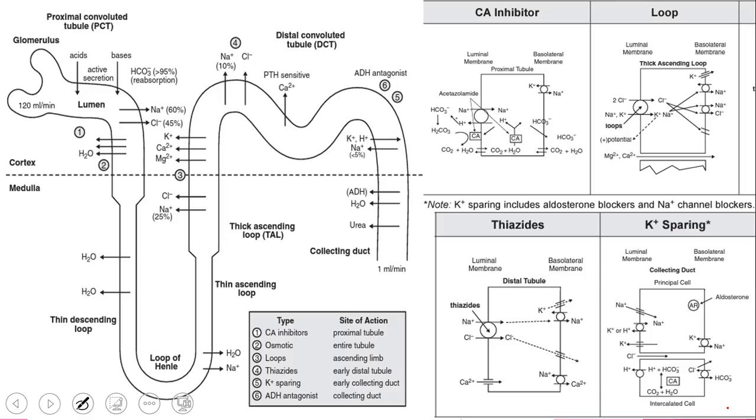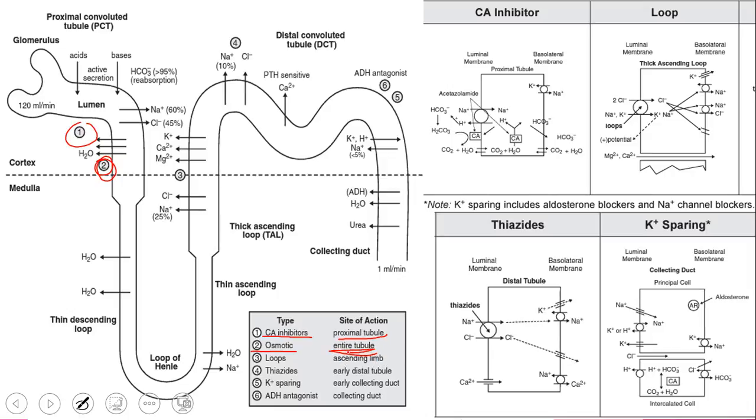Okay, this is basically just another way of showing what we talked about earlier. So one, these are your calcium inhibitors, and so that's going to be taking effect right there. Happens in the proximal tubule. 2, it's your osmotic. So that was like your mannitol. That's really the entire tubule, but they put it there.